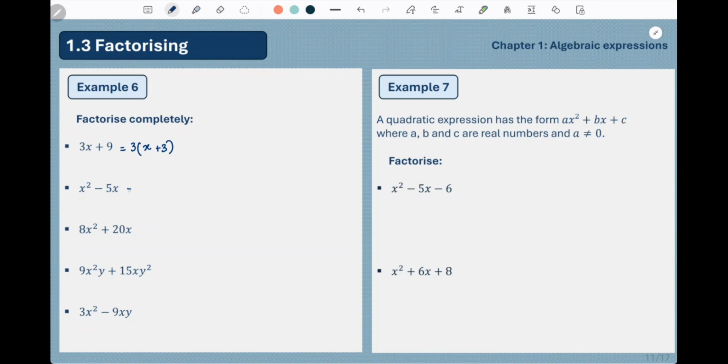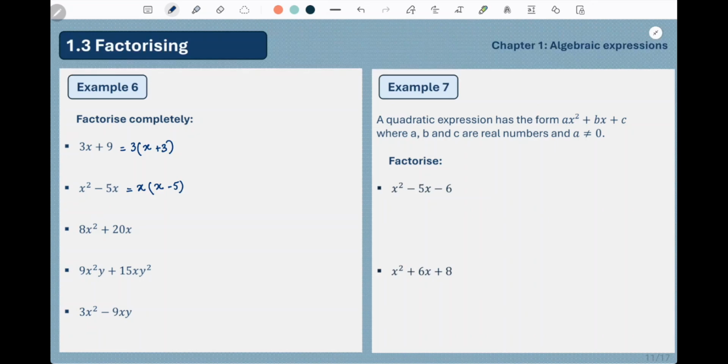So I'll do the same thing here. So what is the common factor? It is x. So I'll open my bracket. So x times x gives us x squared. And then x times 5, or rather minus 5, gives us minus 5x.